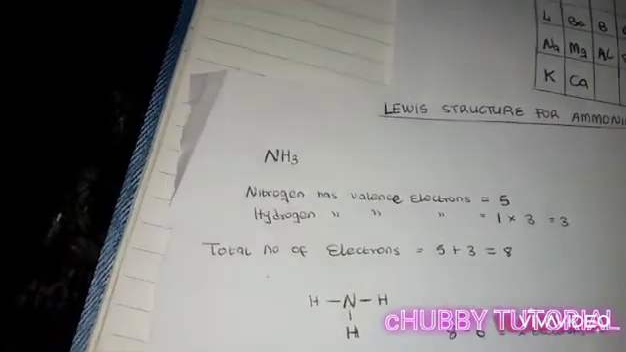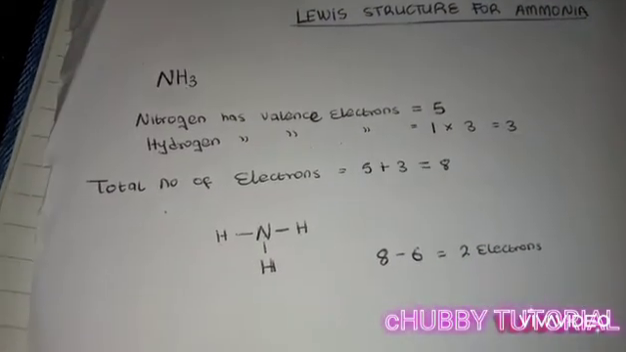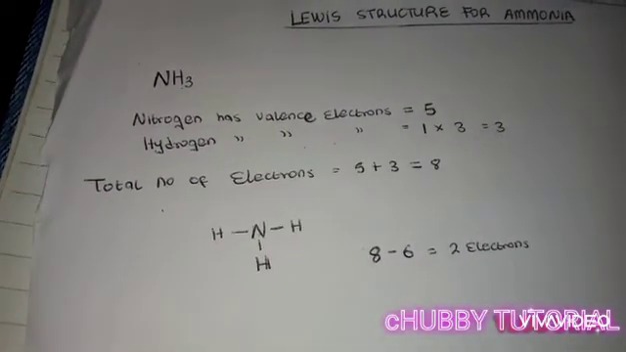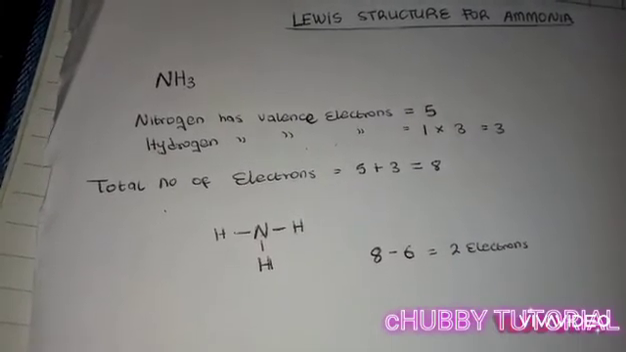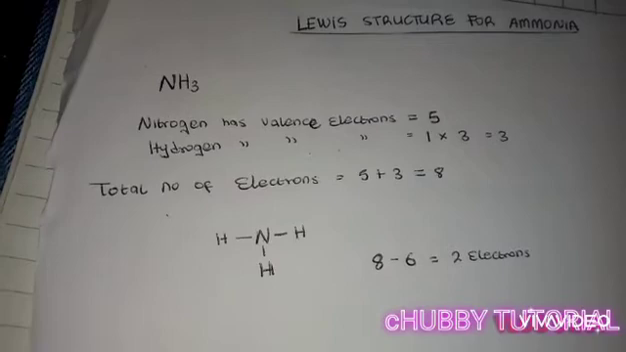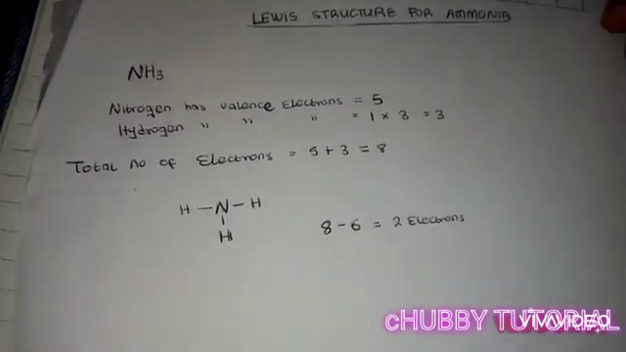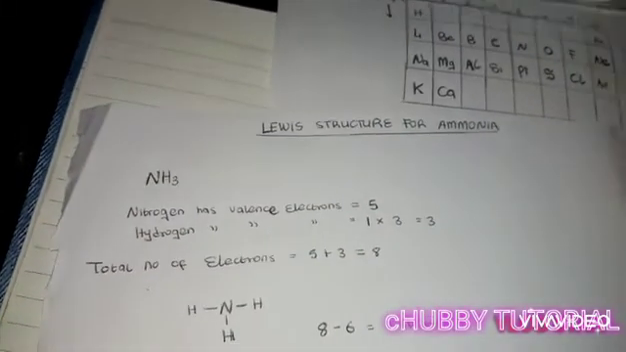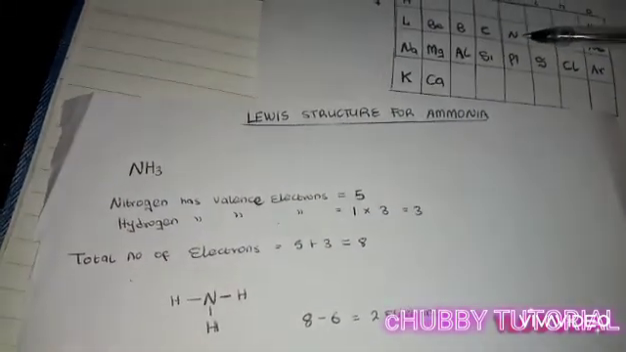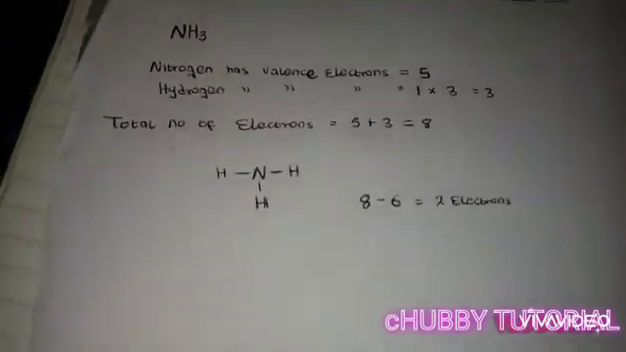Let's use our periodic table to verify that each of these elements has the correct valence electrons. Nitrogen is under group 5, that means it has 5 valence electrons. Hydrogen is under group 1, that means it has 1 valence electron. So let's get back to our structure.